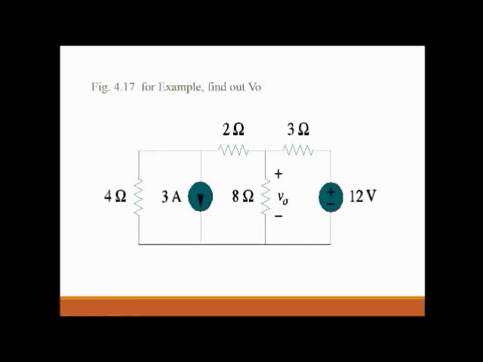Now for example, you need to calculate the output, that is V output, V0, or the potential across the 8 ohm resistor. Now you need to analyze how it will be easy for you to solve. In this case you can see there is a current source and there is a parallel resistor of 4 ohm.